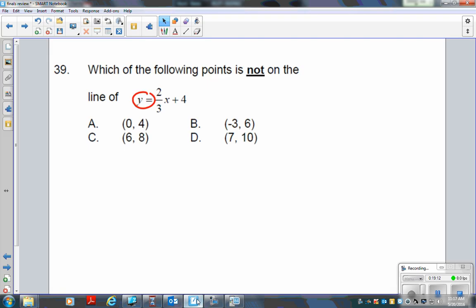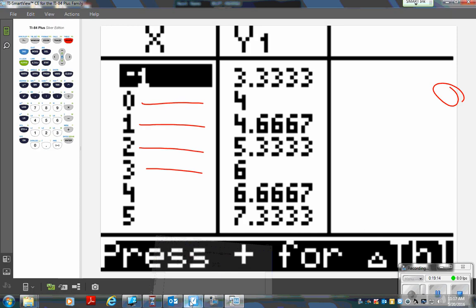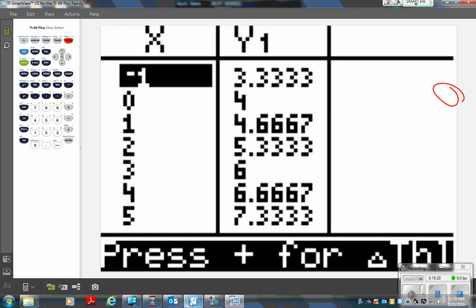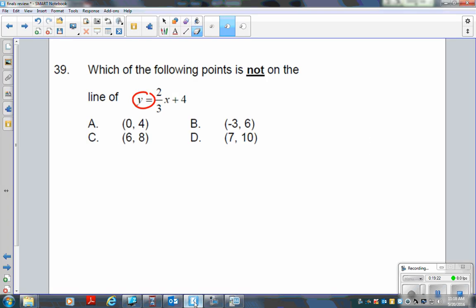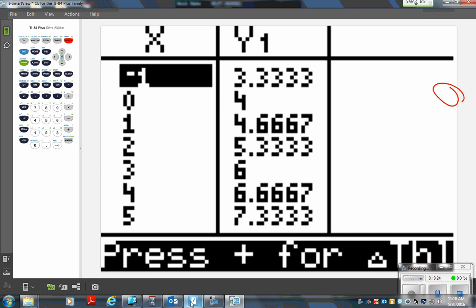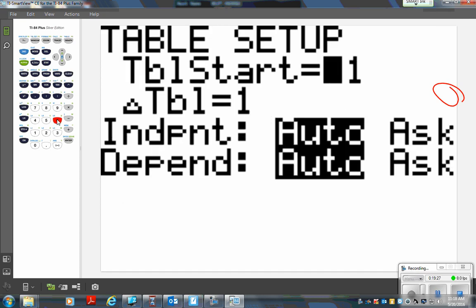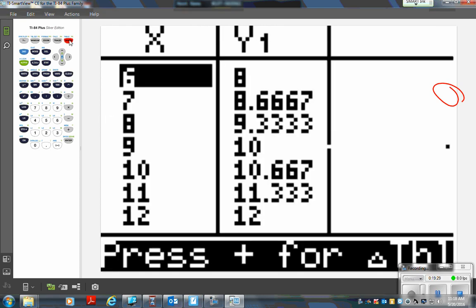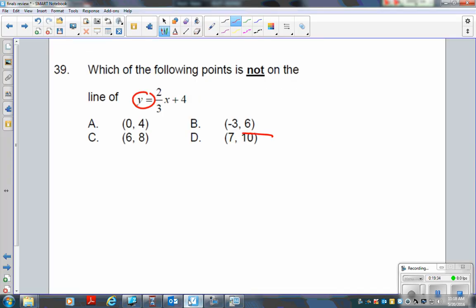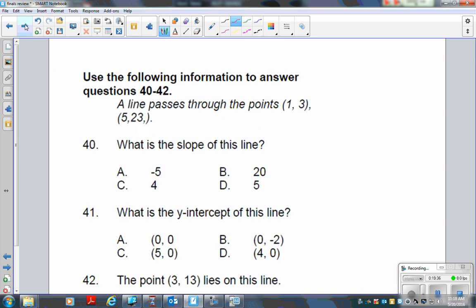The numbers I'm looking for are 0, 4. That one's right there. Second number I'm looking for would be 6, 8, and 7, 10. 6, 8 is right there, but 7 does not have 10. So the one that does not have that point is 7, 10. All right, so we have these 2 points. So I'm going to go ahead and put them in the calculator and check to see if I can find the equation and the points and the slope. So it's 1, 3, and 5, 23.